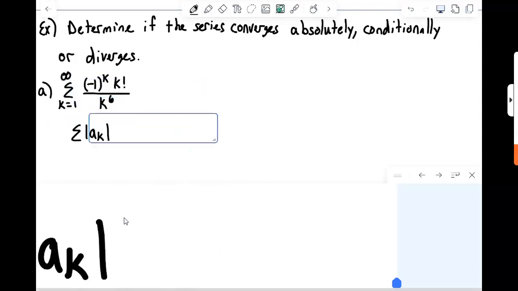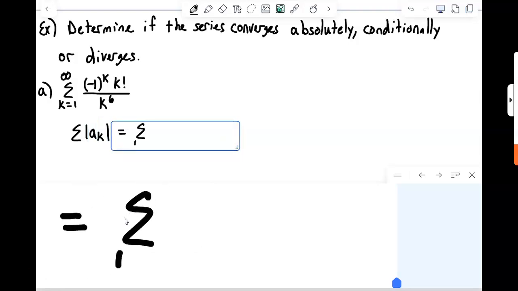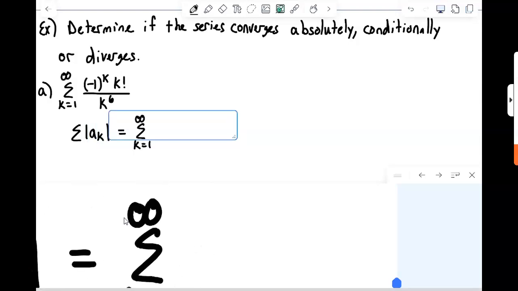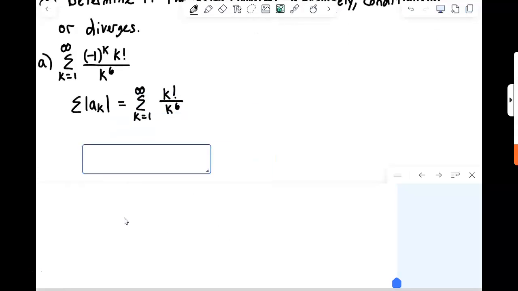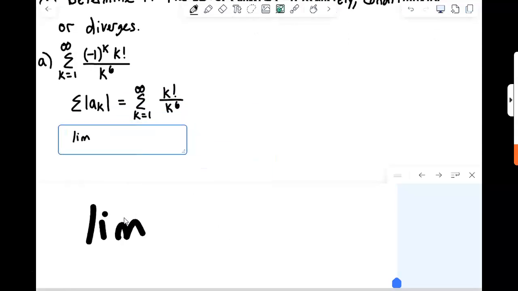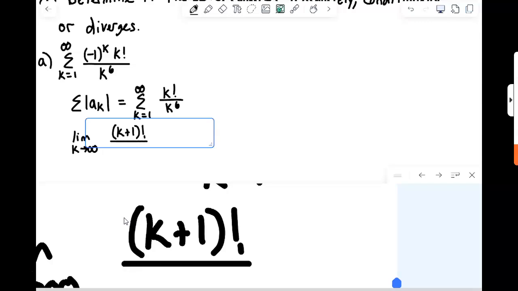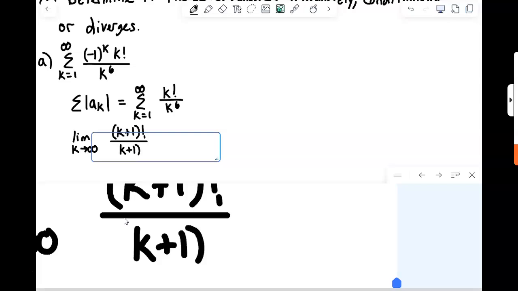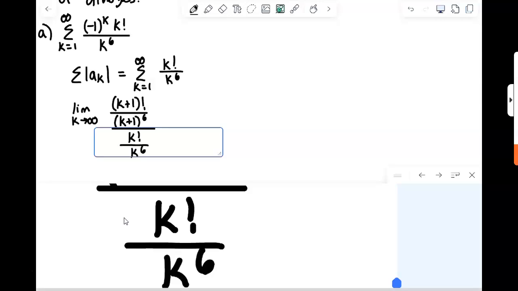So I'm going to take the absolute value, so it's going to drop the sign. That means I'll be dealing with the series k goes from 1 to infinity of k factorial over k to the 6th. Okay, so I do my limit as k goes to infinity, and that will be k plus 1 factorial over k plus 1 to the 6th power, and then it'll be over k factorial times k to the 6th.